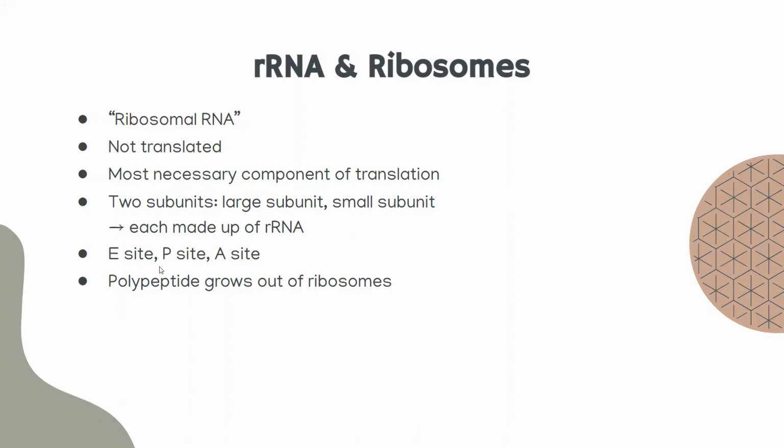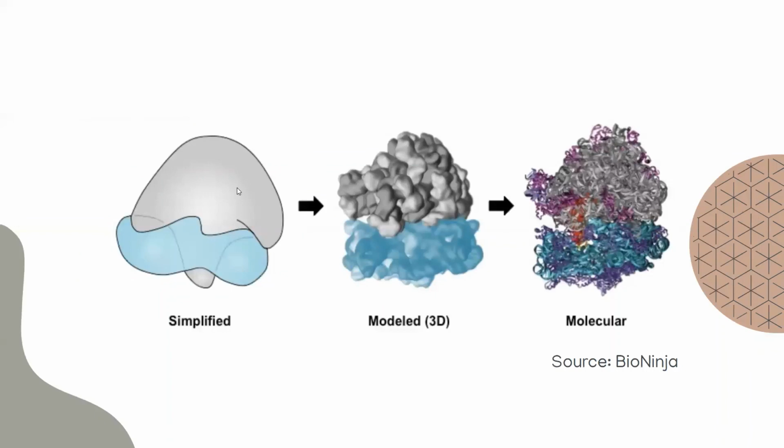There's also something called the E site, P site, and A site that we will talk about in a second. The polypeptide grows out of ribosomes. Ribosome is where protein synthesis is mainly taking place. So there's a large subunit and then a smaller subunit, and these make up one ribosome structure.